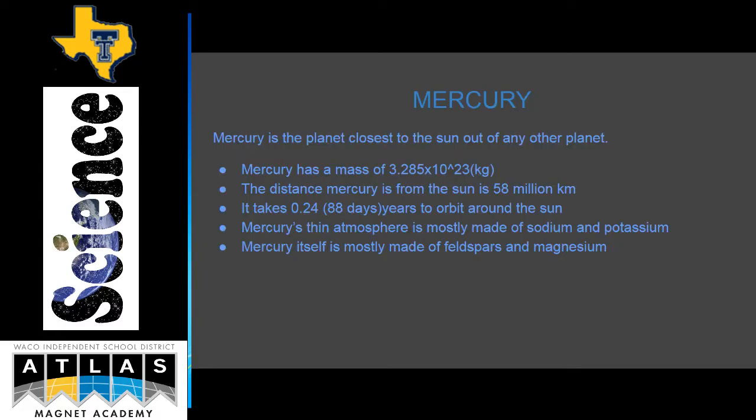Mercury. Mercury is the planet closest to the Sun. Mercury has a mass of 3.285 times 10 to the 23rd power kilograms. The distance Mercury is from the Sun is 58 million kilometers, and it takes 0.24 years, or 88 Earth days, to orbit around the Sun. Mercury's thin atmosphere is mostly made of sodium and potassium, but Mercury itself is mostly made of feldspar and magnesium.